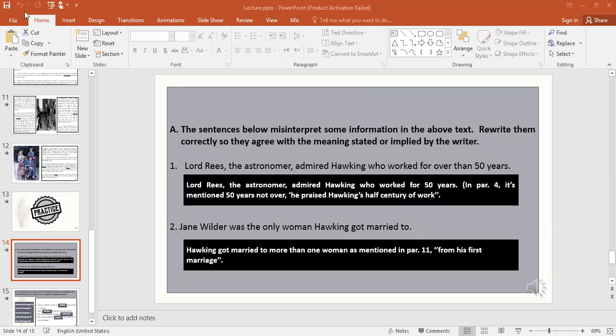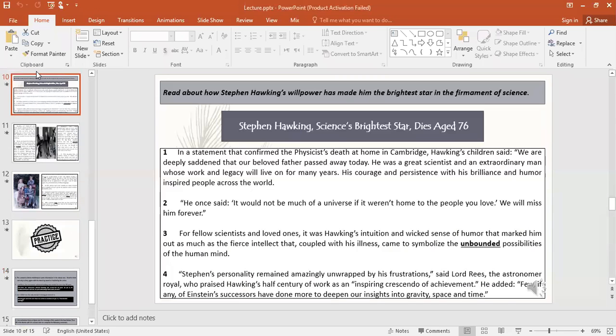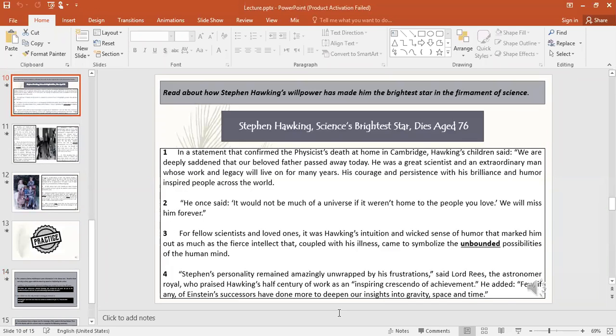Let's go to paragraph 4. Okay, who can find the answer in paragraph 4 and correct this sentence? It is in paragraph 4. You can find it. It's very easy. Yes, Miss, I found it. Yes, who praised Hawking's half century?